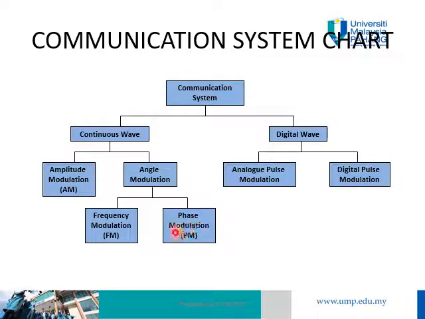So phase modulation, frequency modulation, and amplitude modulation all fall into the classification of continuous wave, aka analog. On the other hand, we have another one, which is digital wave, which has digital modulation, namely analog pulse modulation and also digital pulse modulation. We will discuss all these types of modulation further in the next chapter of this subject.